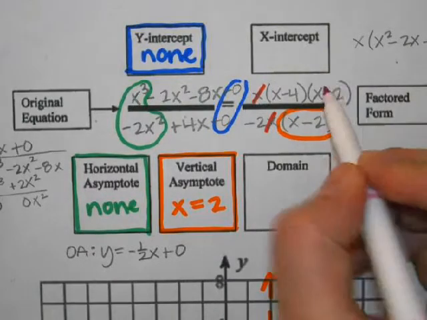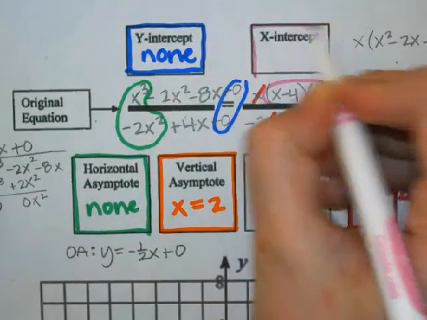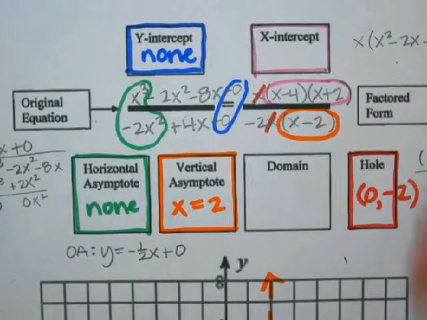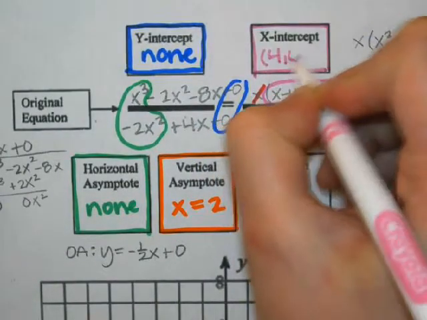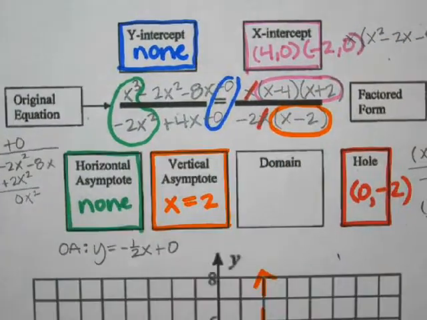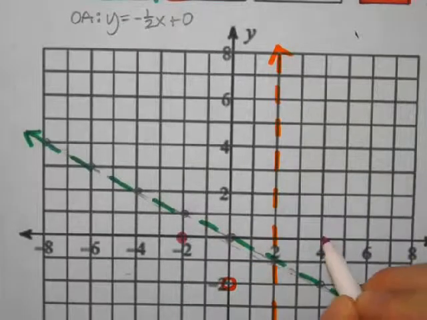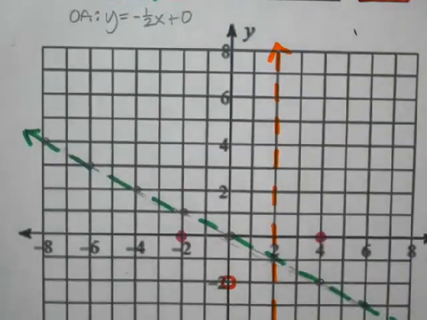So we got the factors on the top, and those tell us the x-intercepts, which are 4 and negative 2. All right. So negative 2 and 4.